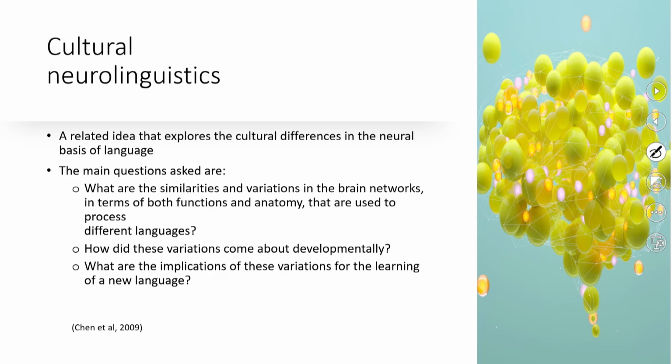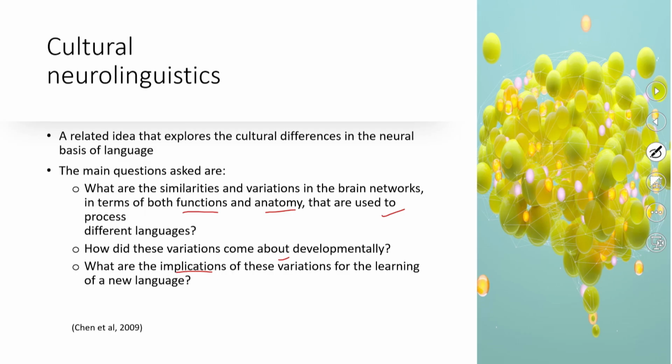Similarly, another area that again brings together neural, cognitive and social aspects of language is called cultural neurolinguistics. The main questions they ask are: what are the similarities and variations in the brain networks, in terms of both function and anatomy, that are used to process different languages? Is it different? Are they similar? Are they different when it comes to different languages? How do these variations come about developmentally, and what are the implications of these variations? So, this is another rather interesting domain which brings together culture, language, and the neural aspects, neural activation as well as neural structure.